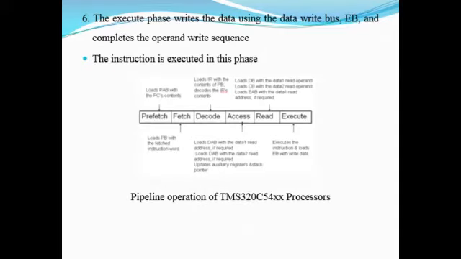Then the execution phase writes the data using the data write bus, that is EB, and completes the operand write sequence. So the instruction is executed in these particular phases. The pipeline operation of the TMS320 processor is prefetch, fetch, decode, access, read, and execute, which is the execution phase. Hence it has 6 phases or 6 stages of pipeline operation which are carried out in this process.